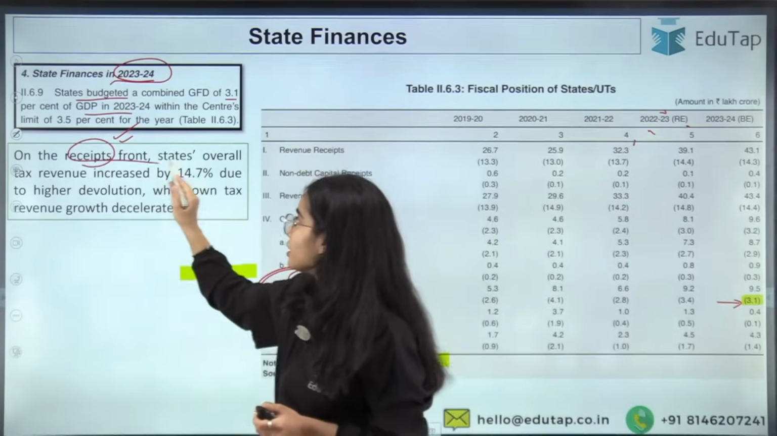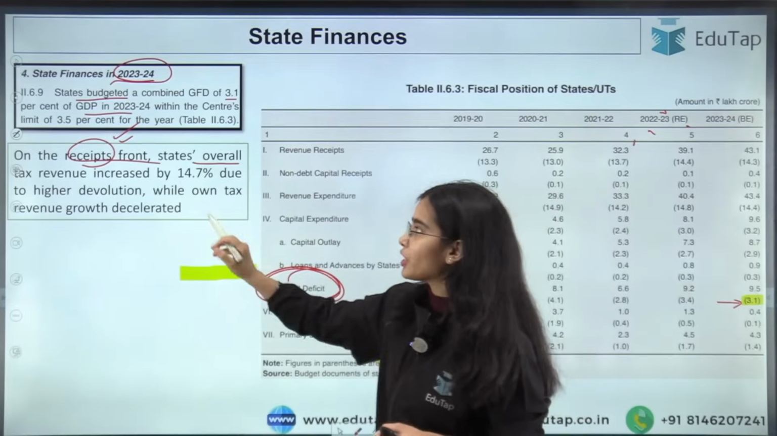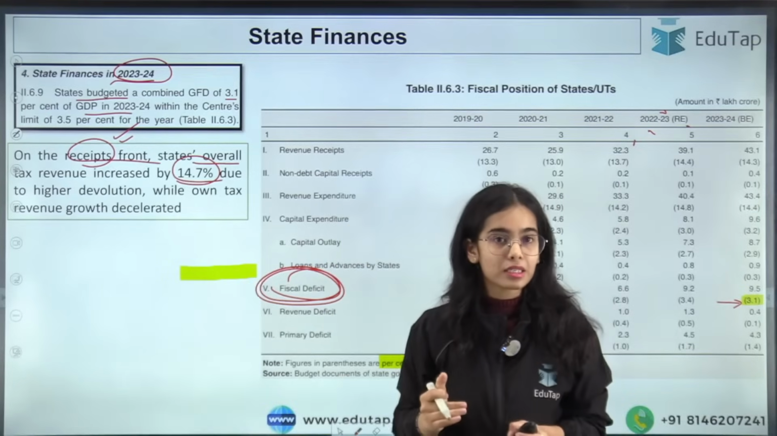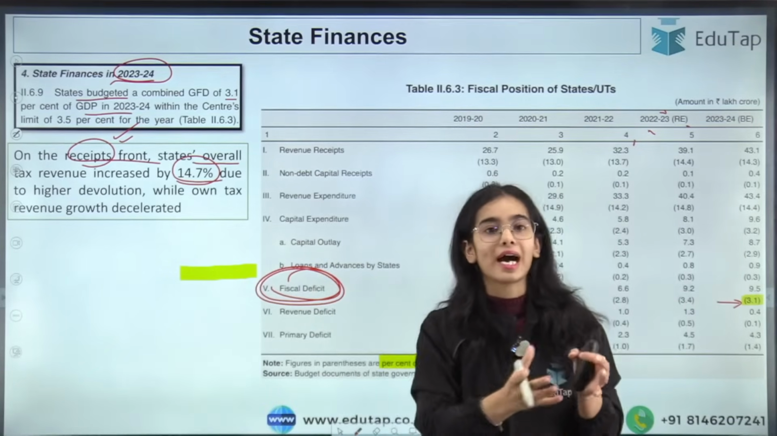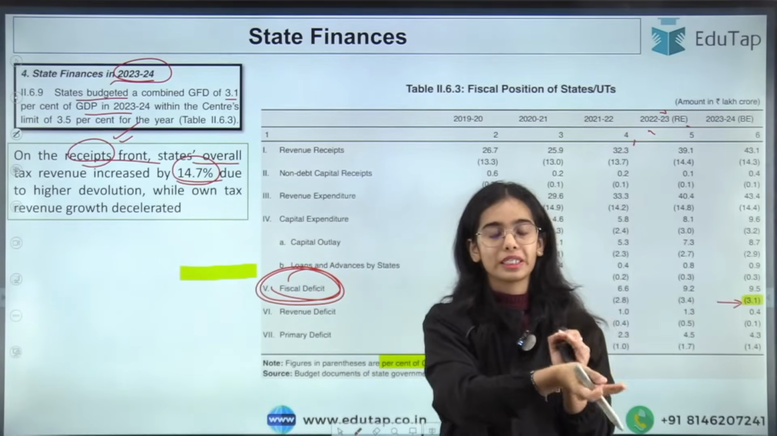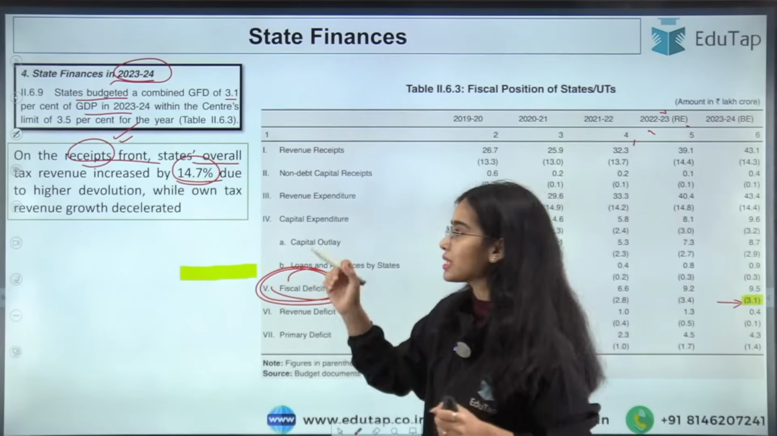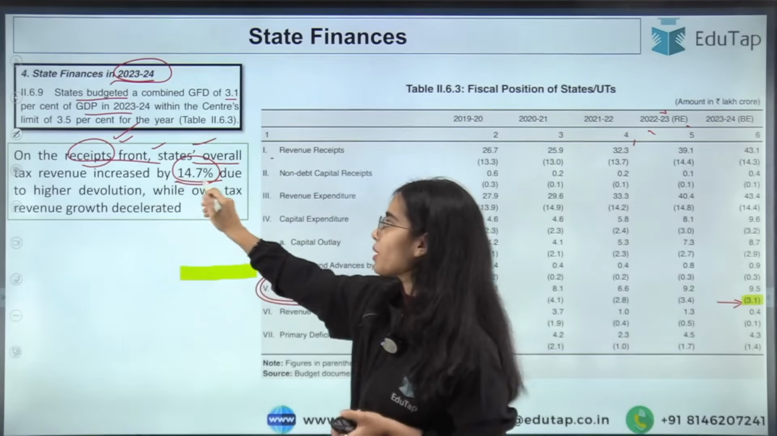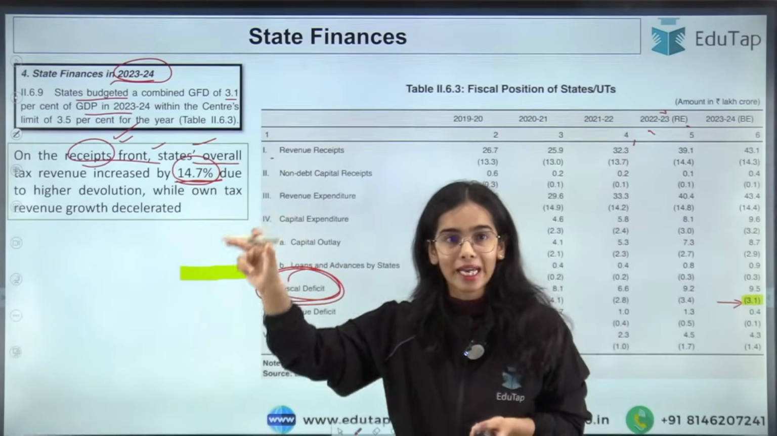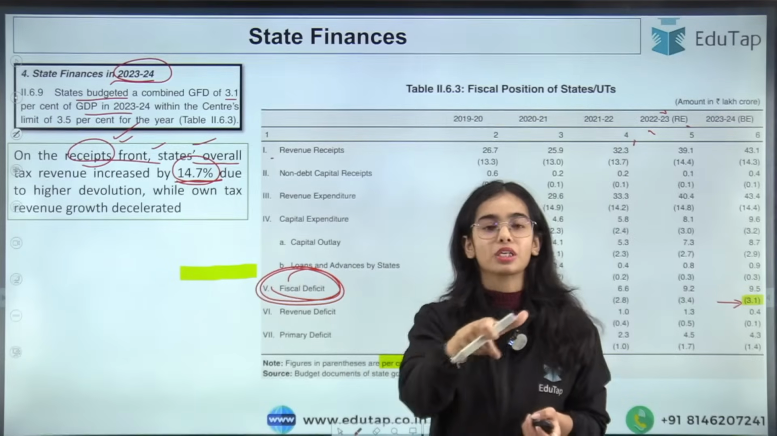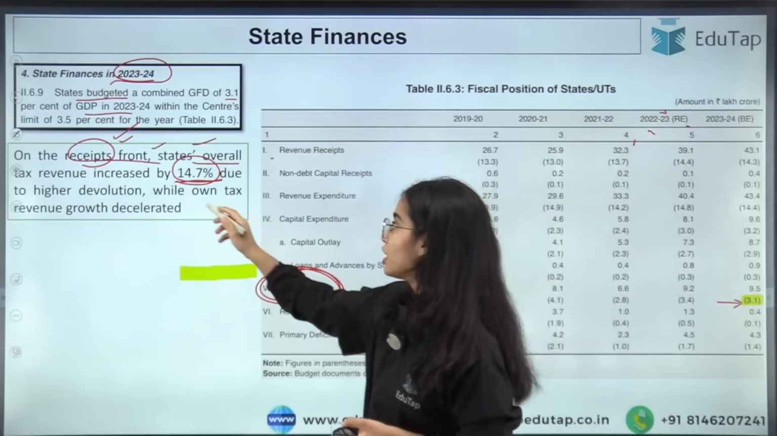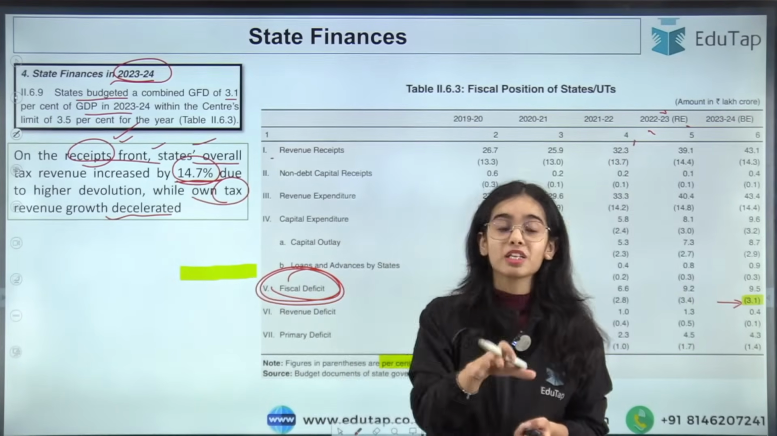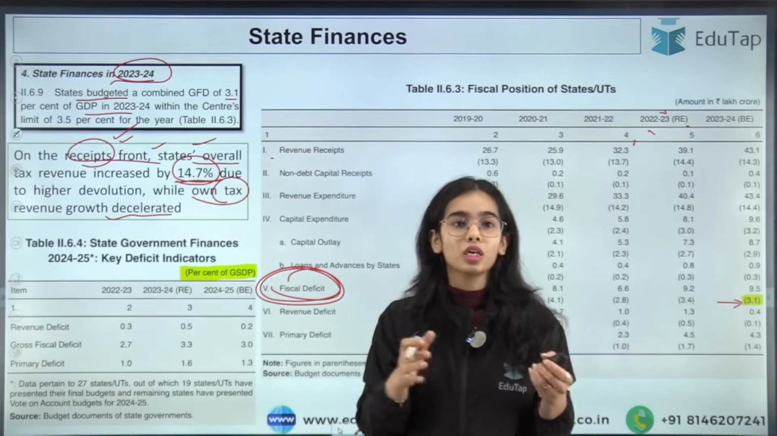On the receipts front, states' overall tax revenue increased by 11.7% due to higher devolution from the central government. So central government provided a higher chunk of the tax revenue to the state governments. That's why, on the receipts front, states' overall tax revenue increased by 11.7% due to the higher provision of the central government to the state governments, while own tax revenue growth has decreased. So state governments by themselves are not able to collect as much of the tax revenues.